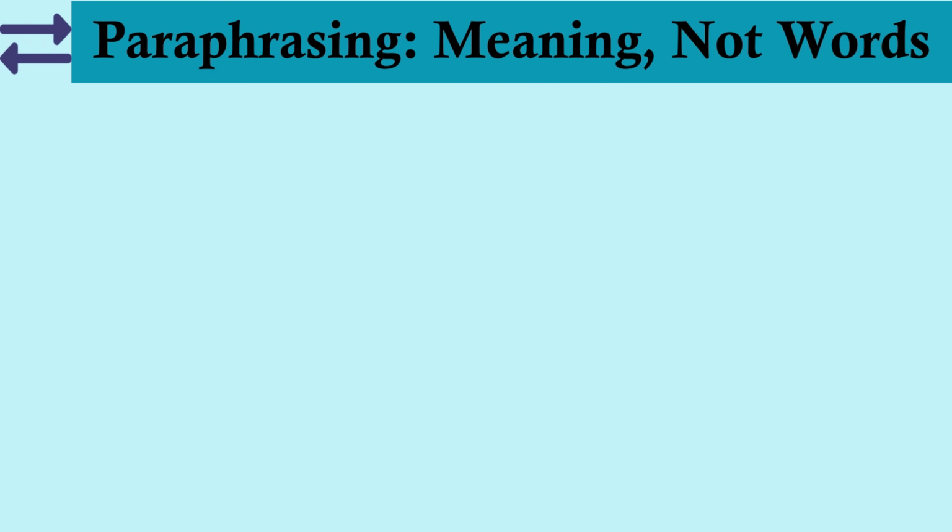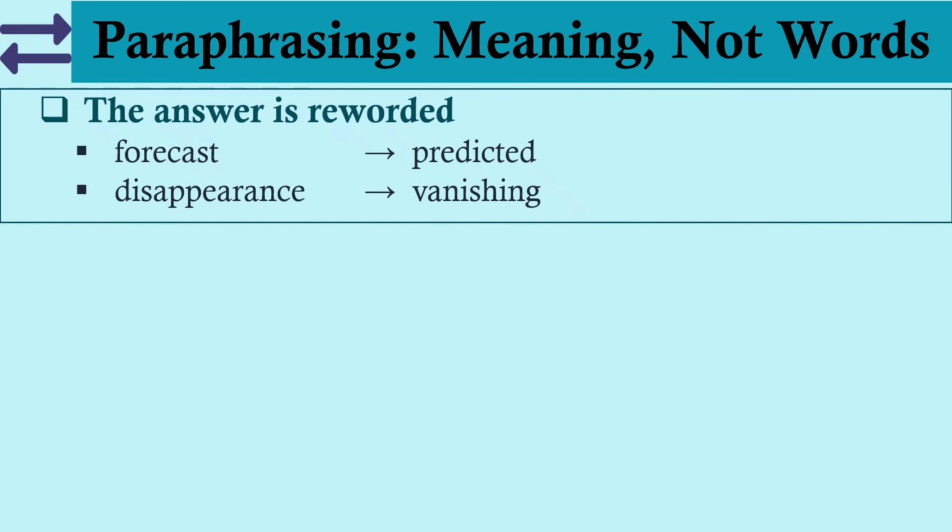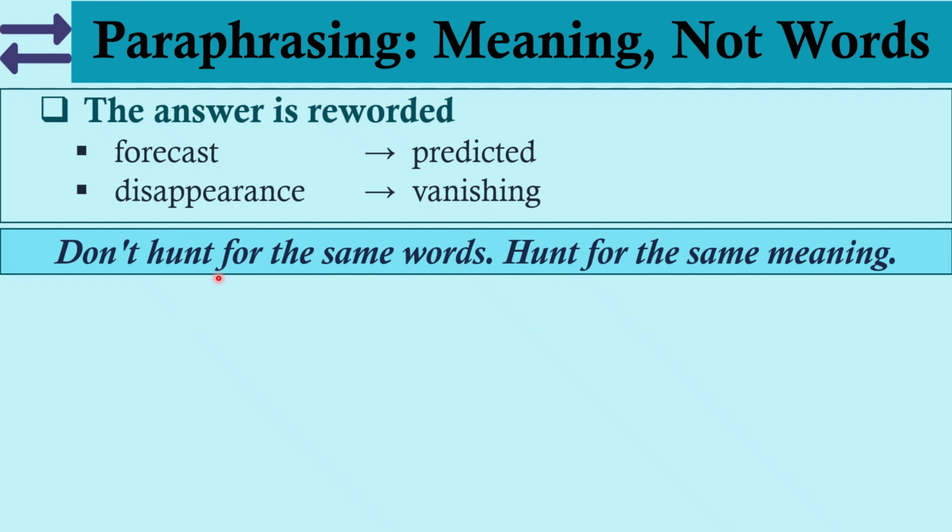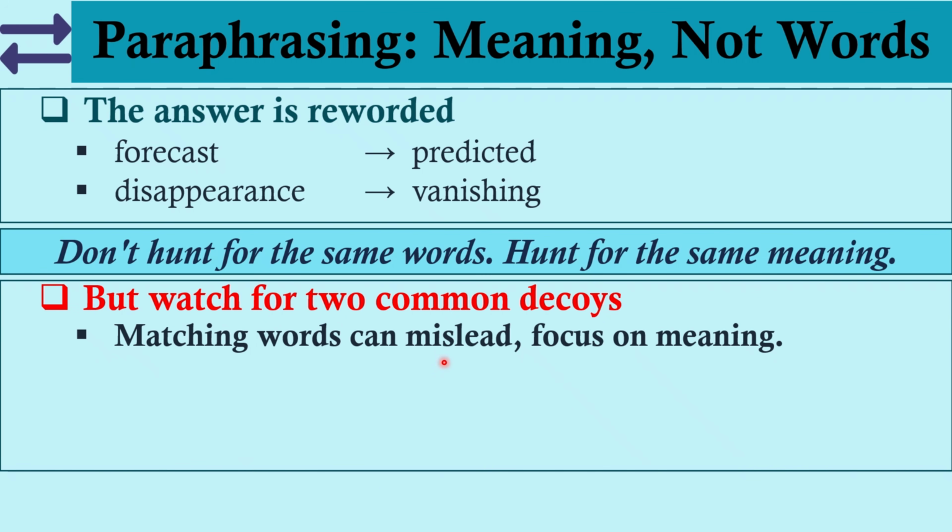Now let's talk about paraphrasing. The correct answer is almost always reworded. Forecast becomes predicted. Disappearance becomes vanishing. So don't hunt for identical words. Hunt for matching meaning. But be careful, the reverse is also true. Words that match the passage perfectly may still lead you to the wrong answer. They're often used as a decoy, appearing in a sentence that actually means something different.